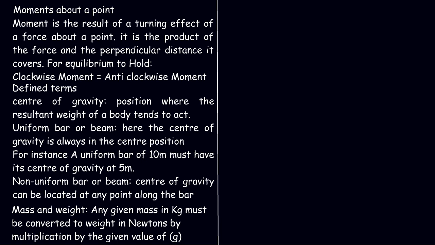A non-uniform bar or beam is a bar or beam where the center of gravity is not located at the center. The reason is that the weight is not evenly distributed along the bar or the beam. We are very well conversant with mass and weight, and any given mass in kg must be converted to weight in newton by multiplying by the given value of the acceleration due to gravity, which is our g.